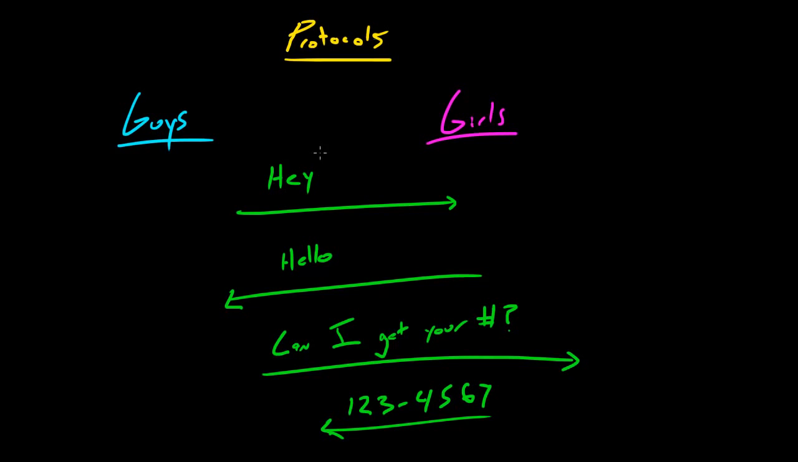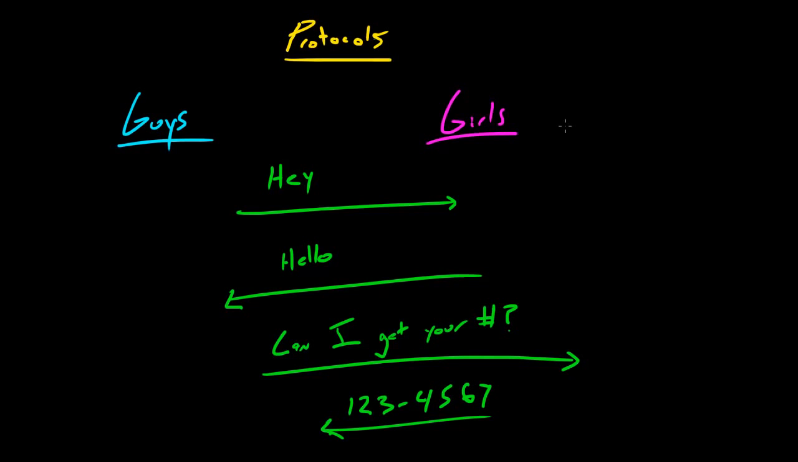Well, first of all, you notice that only one person is talking at a time. They aren't talking at the same time. If the girl said, hello, and the guy said, hey, at the same time, they wouldn't be able to hear each other. And if the guy said, can I get your number? and she was saying hello, of course, no one would be able to hear each other or understand each other. So only one person talks at a time. That's one of the rules.